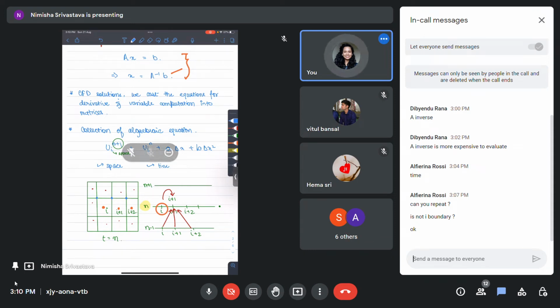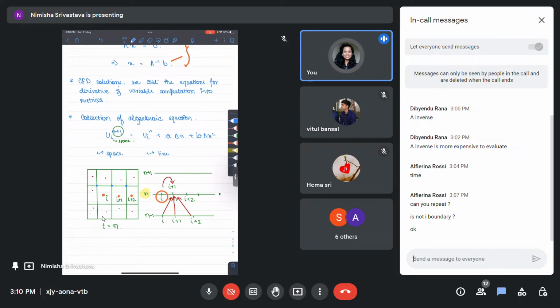Right. So then the takeaway is that we're trying to cast all of our equations in terms of the knowns. And what are the knowns? The knowns are the values we have already computed at the previous time step or iteration. Okay, that's the crux of the matter.